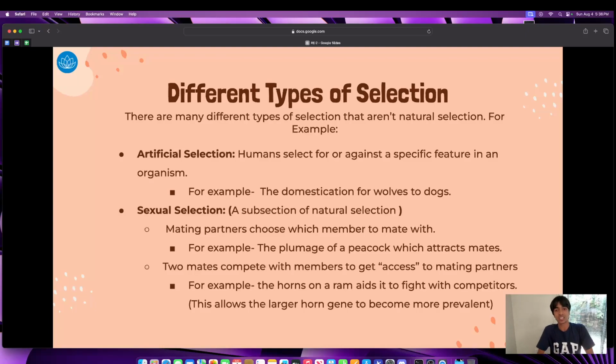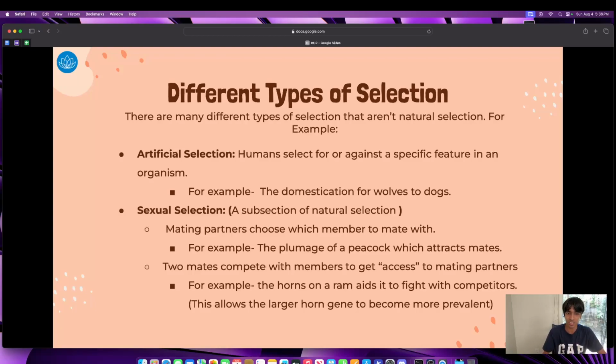So here are the different types of selection. There are multiple types of selection that aren't just natural selection. There's artificial selection, in which humans select for or against a specific feature in an organism. For example, the domestication from wolves to dogs, which we will talk about later. Humans are selecting something manually, and it's not natural, it's a man-made kind of selection. It's similar to GMOs, but yeah, that's artificial selection.